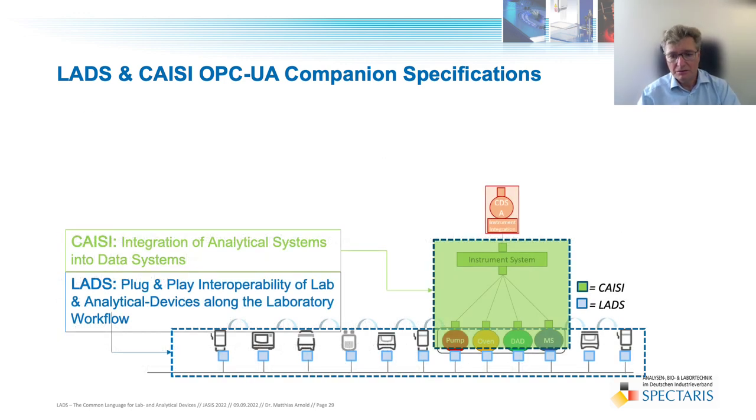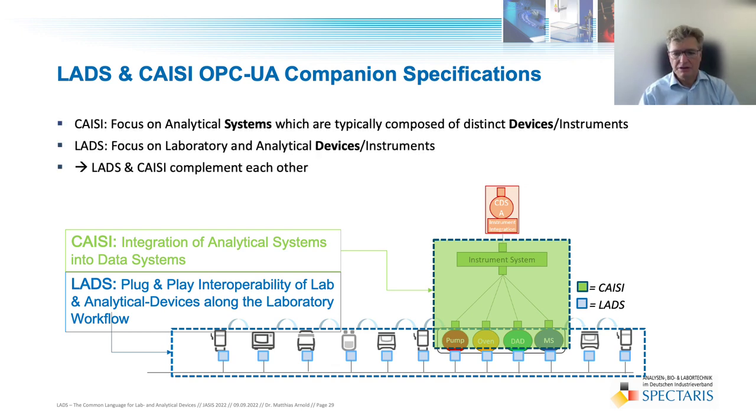So, how do LADS and KIZ play together? Complex analytical instrument systems usually consist of several physical devices or modules, such as pumps, column oven, detector, mass spectrometer, and so on. See the green box. At the next level up, such analytical instruments are integrated with data systems. The aggregation of physical devices into analytical instrument systems and their integration with data systems is covered by KIZ.